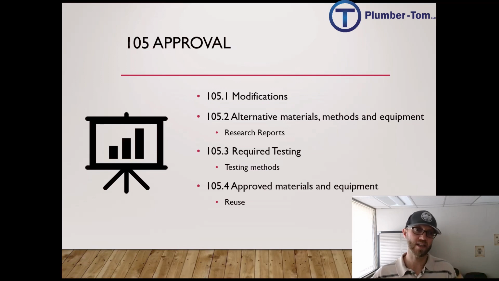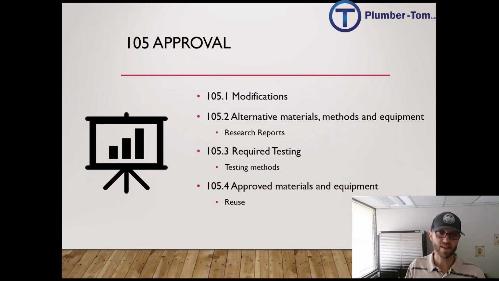Section 105 is titled Approval. The code official has the authority to approve things like 105.1, modifications. If there are changes that you feel need to be made, they can approve those changes depending on their interpretation of the code. 105.2, alternative materials, methods, and equipment. If there are things that need to be installed that may be outside of the norm, outside of normal materials and methods that would be installed, you can submit a research report and they can approve those changes as necessary.